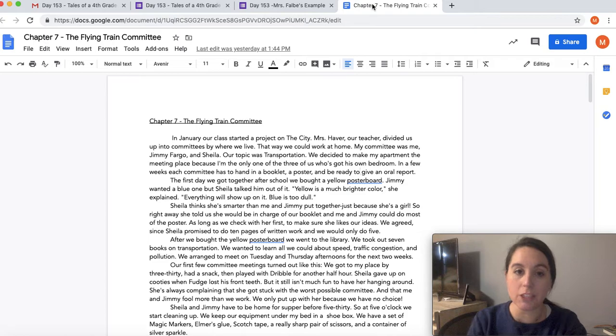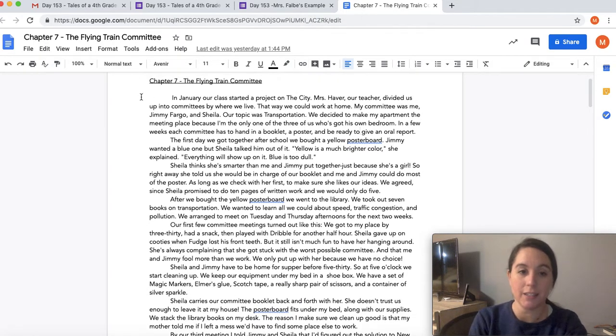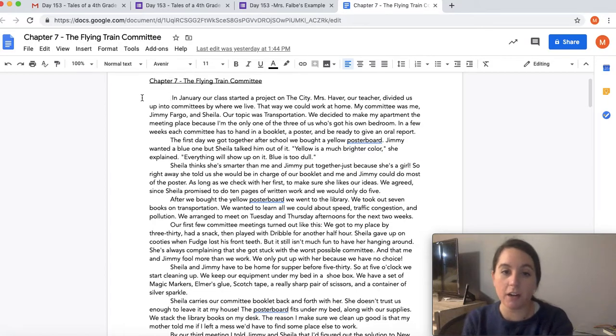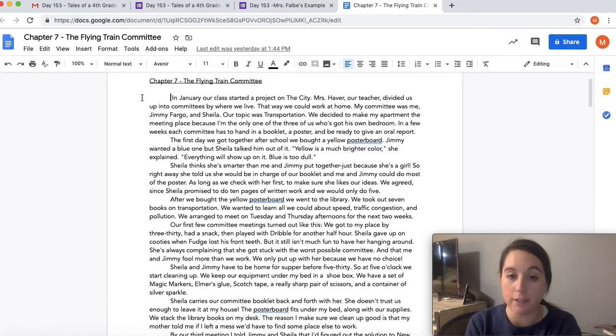So we're going to start with chapter 7 today, the Flying Train Committee. In January, our class started a project on the city. Mrs. Haver, our teacher, divided us up into committees by where we live. That way, we could work at home. My committee was me, Jimmy Fargo, and Sheila. Our topic was transportation. We decided to make my apartment the meeting place because I'm the only one of the three of us who's got his own bedroom.